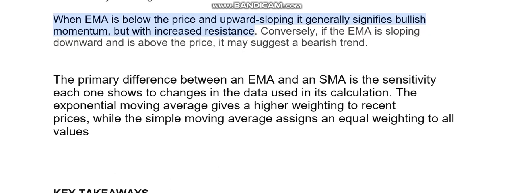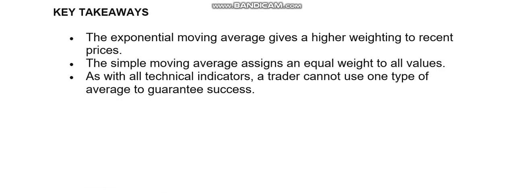The primary difference between an EMA and an SMA is the sensitivity each one shows to changes in the data used in its calculation. The exponential moving average gives a higher weighting to recent prices while the simple moving average assigns an equal weighting to all values. Key takeaways: the exponential moving average gives a higher weighting to recent prices. The simple moving average assigns an equal weight to all values. As with all technical indicators, a trader cannot use one type of average to guarantee success.